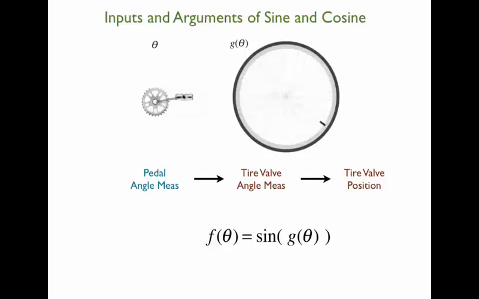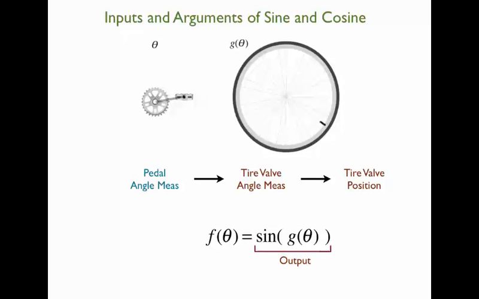Okay, so then it looks like this. The output of the function is the sine of g theta. And what quantity is that in this situation? What quantity is sine of g theta? Pedal angle measure, tire valve angle measure, or tire valve position? Yeah, which position? What aspect of the tire valve's position is this? Vertical distance above the horizontal diameter, okay?